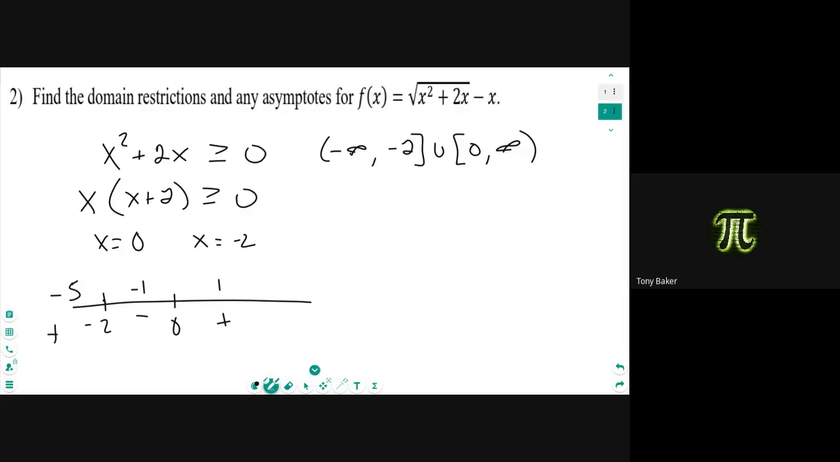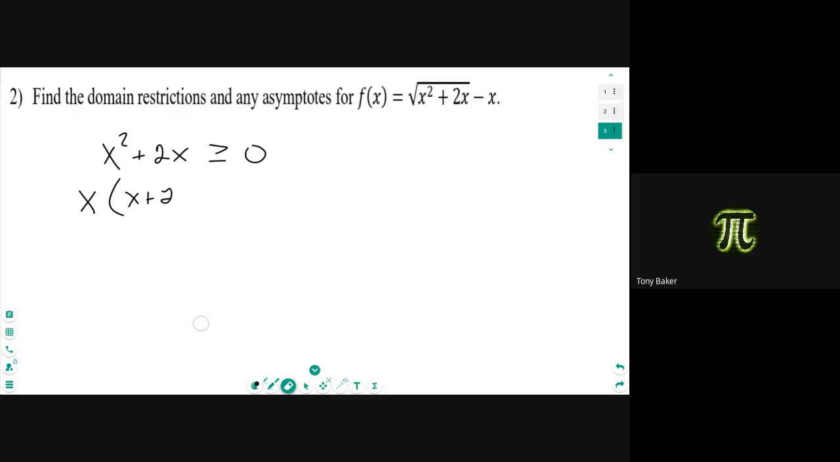Is there any horizontal asymptotes in this problem? So for a horizontal asymptote, we need to look at the limit. So as x goes to infinity, do that side first.